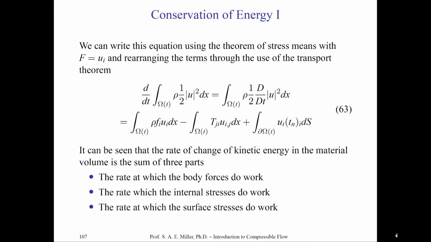Now we can write this equation using the same theorem of stress means and write F equals u_i. And we can then rearrange through the use of the transport theorem, which we developed in this class. We can rewrite the left-hand side as d/dt of the volumetric integral of rho times a half u squared, which is kinetic energy, which will also be equal to the volumetric integral of rho times a half the material derivative of u squared. The right-hand side, of course, has three terms: the rate at which the body forces do work, the rate at which the internal stresses do work, and the rate at which surfaces do work.